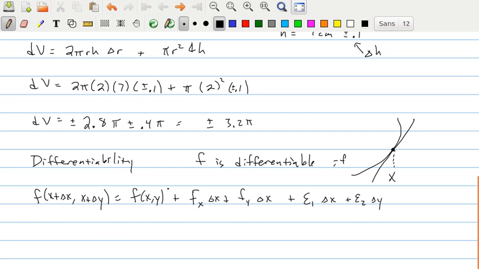So this differential formula holds as long as epsilon 1 goes to 0 and epsilon 2 goes to 0, as both the deltas go to 0. So let's maybe look at an example of this. Let's say we have the function f of x, y equals x y squared. And we want to show this is differentiable by using that differential approximation formula.